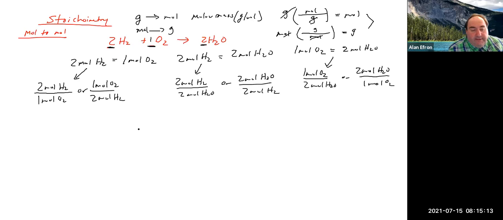So for example, if we were looking at this made up problem here, and let's just say, for example, that we produced 52 grams of water, how many grams of O2 did we start with?